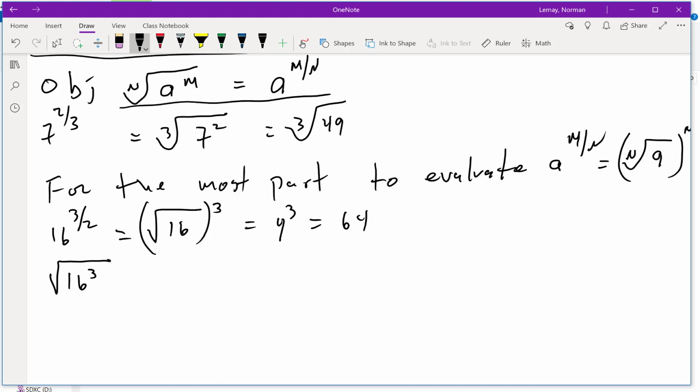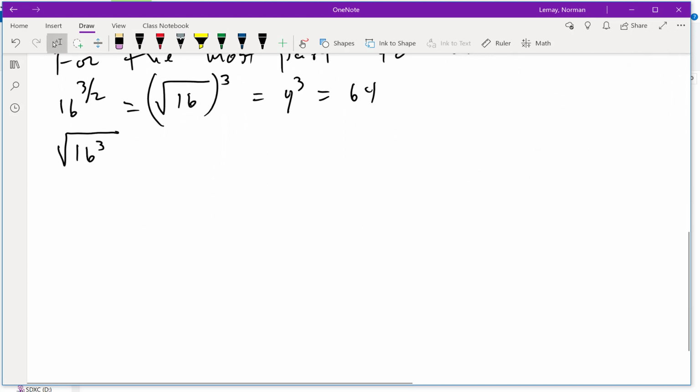And then you have to try to figure out what the square root of that number is. So for computation purposes, hopefully you can easily see that this one is a lot easier to compute this way.